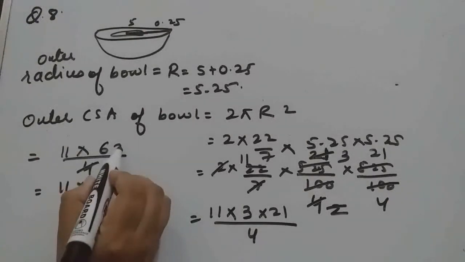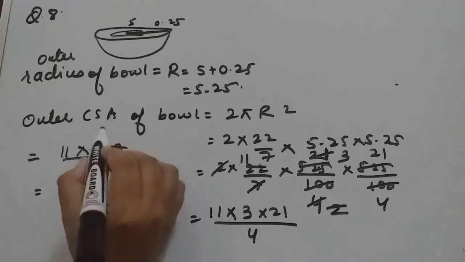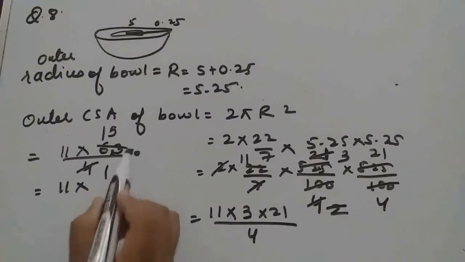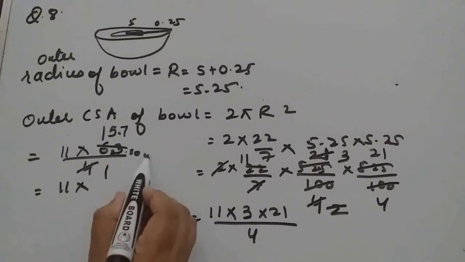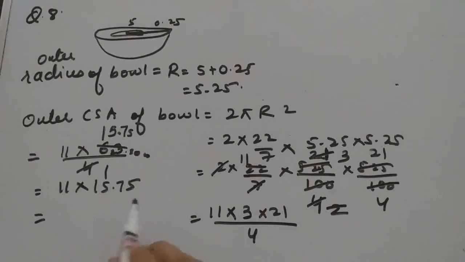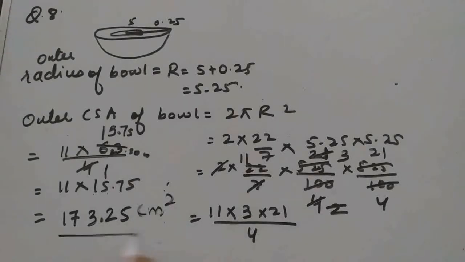From 4 we can cancel this. 4 1s are 4, then 2 will remain, then 4 5s are 20, 3 will remain, 4 7s are 28, 2 will remain, then 5s are. So 15.75 into 11. From 11 we can multiply. 11 5s are 55, then 11 7s are 77, and 5 makes 82. Then 11 5s are 55, and 8 makes 63. Then 11 1s are 11, and 6 means 173.25 centimeter square outer surface area.